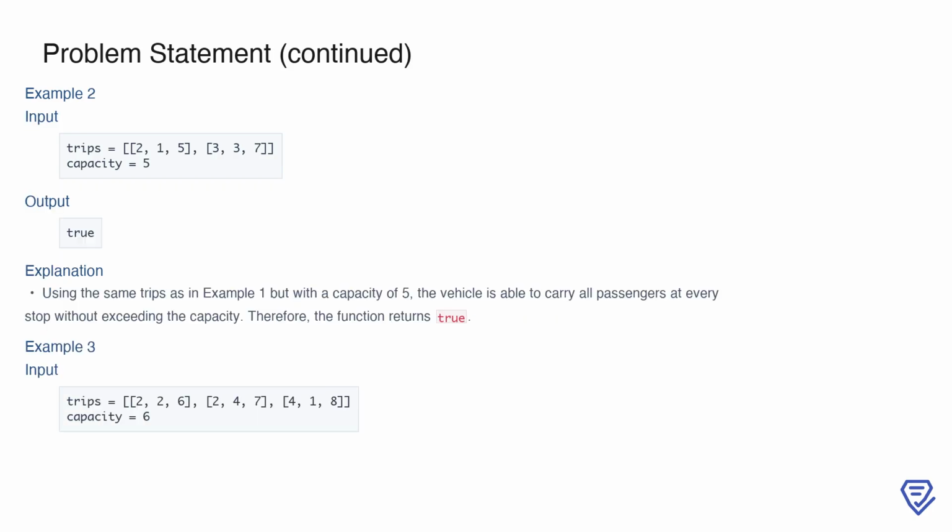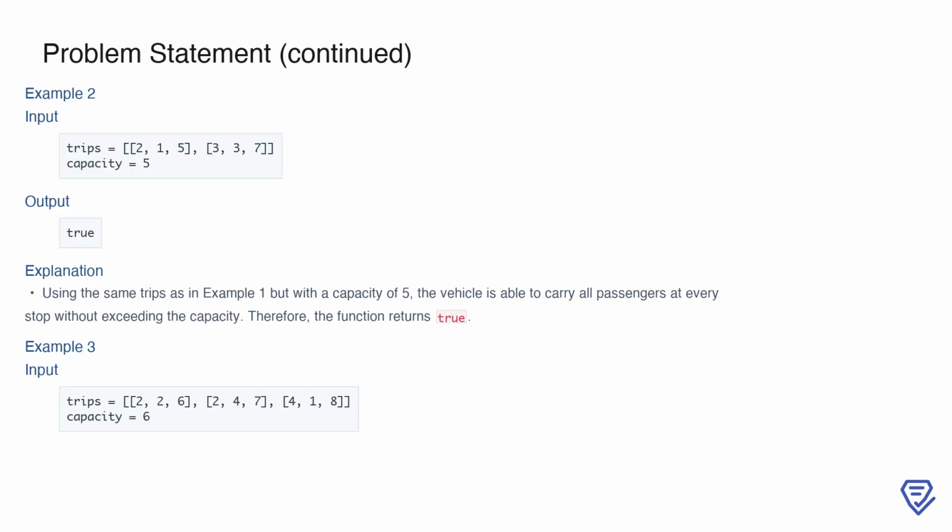In another example, the same trips are considered, but this time the vehicle has a capacity of 5 passengers. Under these conditions, the vehicle is able to handle all passengers at every stop. At no point does the total number of passengers exceed the capacity. Therefore, the function returns true. Now, let's look at a third example.